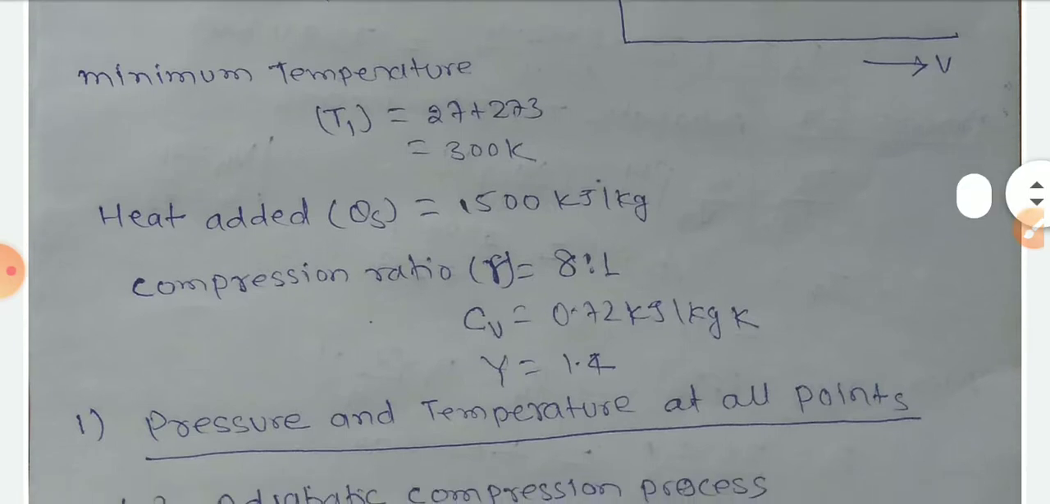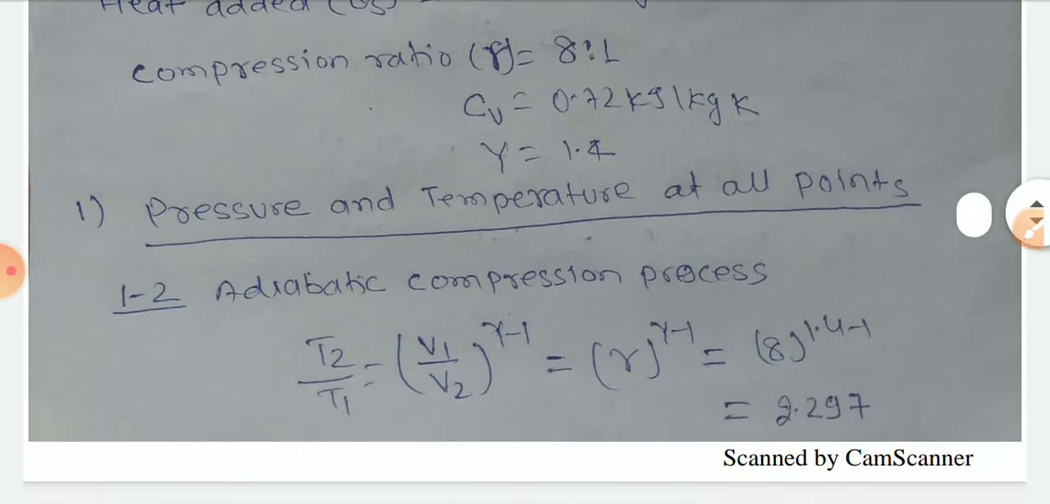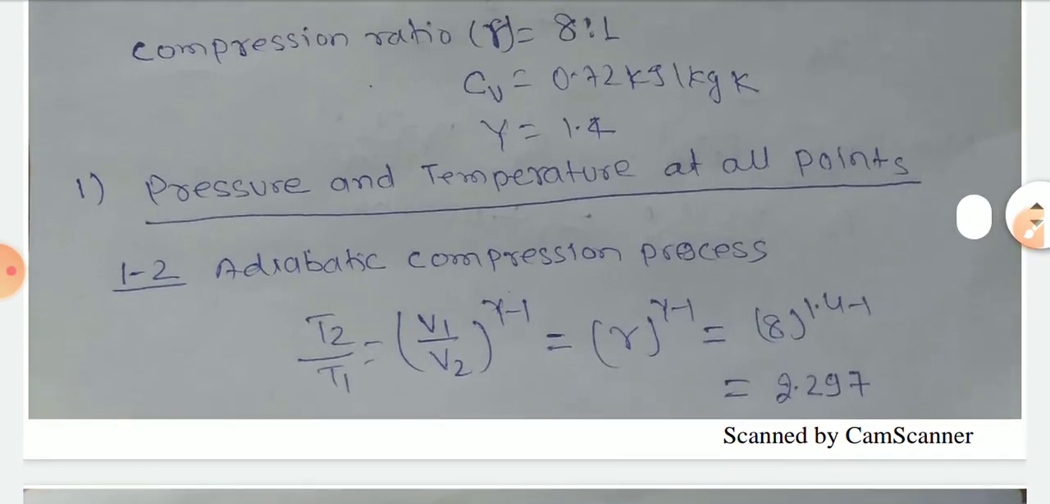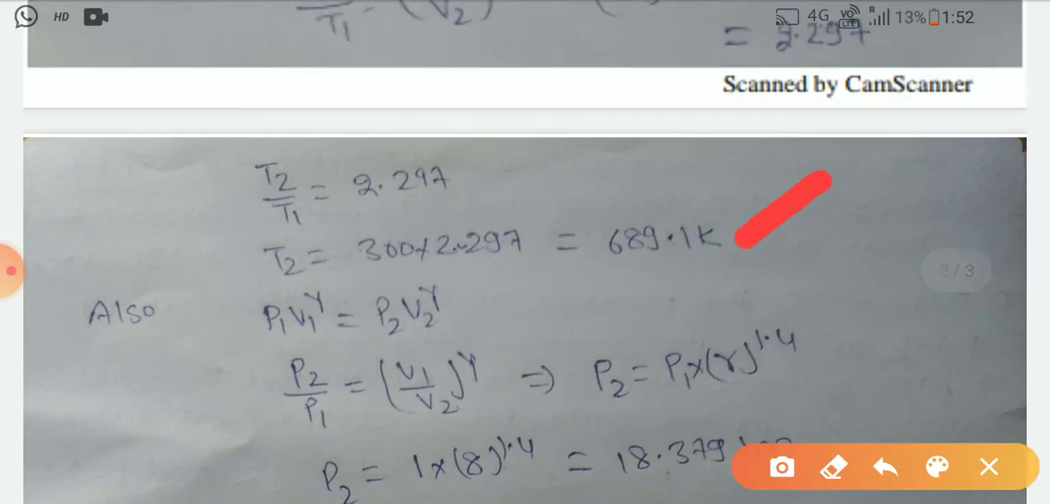Consider process 1 to 2, that is the adiabatic compression process. You can write T2 by T1 equal to V1 by V2 power gamma minus 1. V1 by V2, I already told you, is the compression ratio, so you can write r to the power gamma minus 1. The r value is given, compression ratio is 8, and gamma value is also given, 1.4. So you can find T2 by T1 equal to 2.297. T1 is already given in the problem, so you can find T2. T2 comes to 689.1 Kelvin.